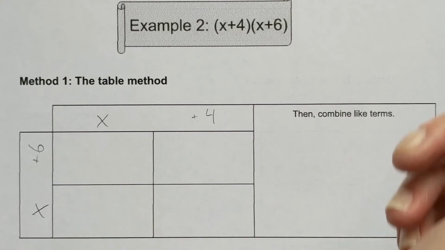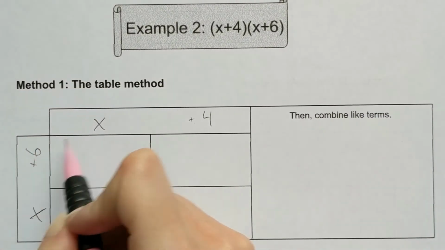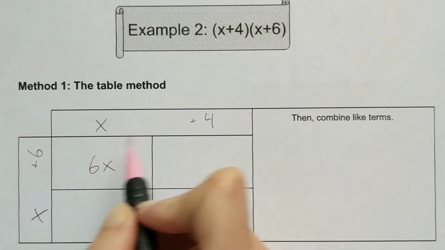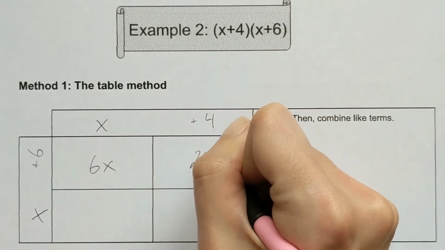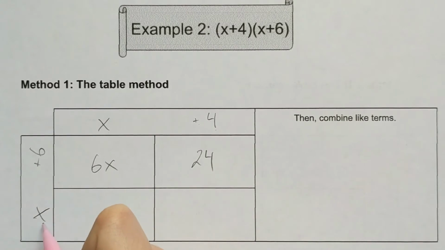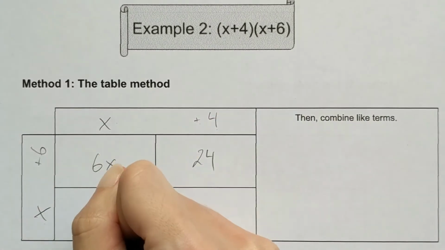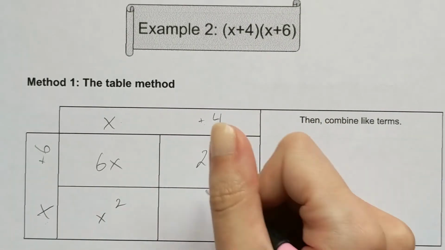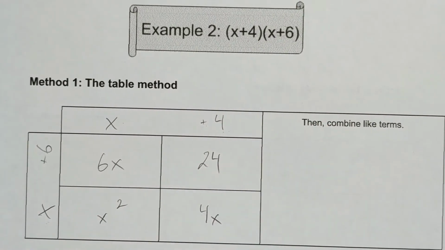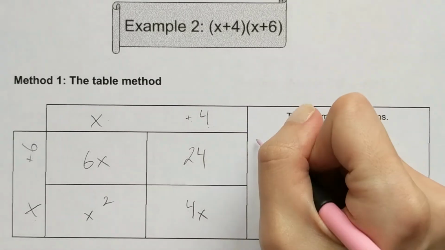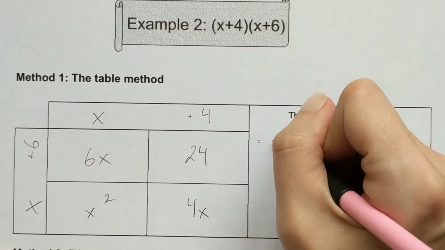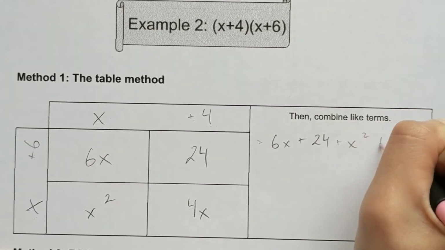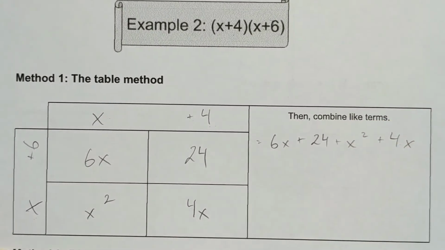I'm going to go ahead and fill in my table now. 6 times x is 6x. 6 times 4 is 24. X times x is x squared. X times 4 is 4x. I'm going to write out all of my terms on the right hand side here. 6x plus 24 plus x squared plus 4x.